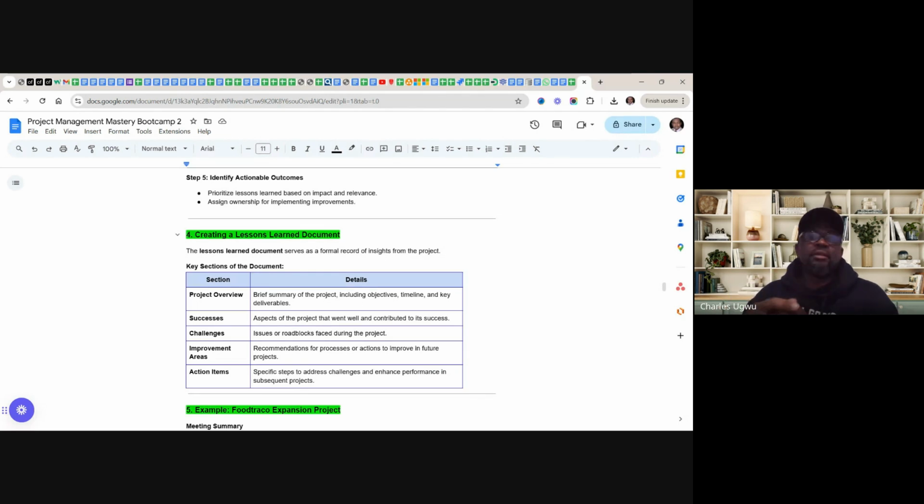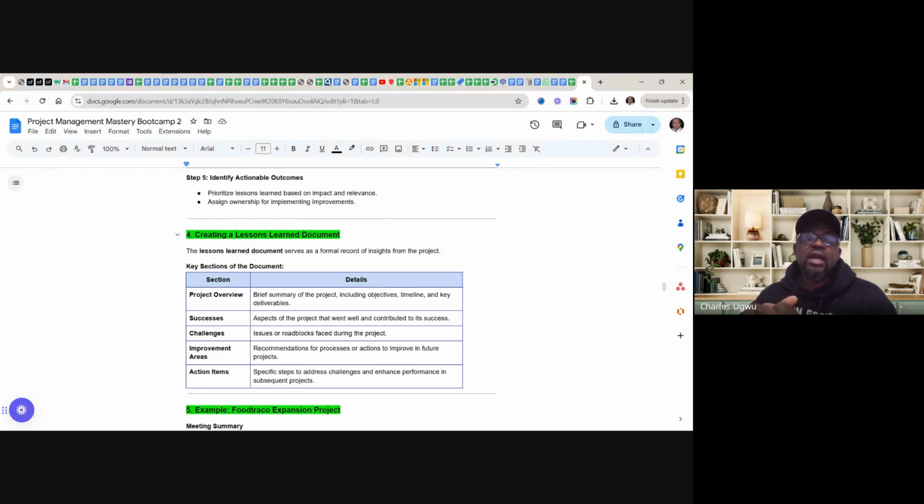Creating lessons learned documents. Key sections of the document. Number 1 is project overview. 2, successes, challenges, areas of improvement, and action items. Number 1, project overview: a brief summary of the project, including objective, timeline, and key deliverables.